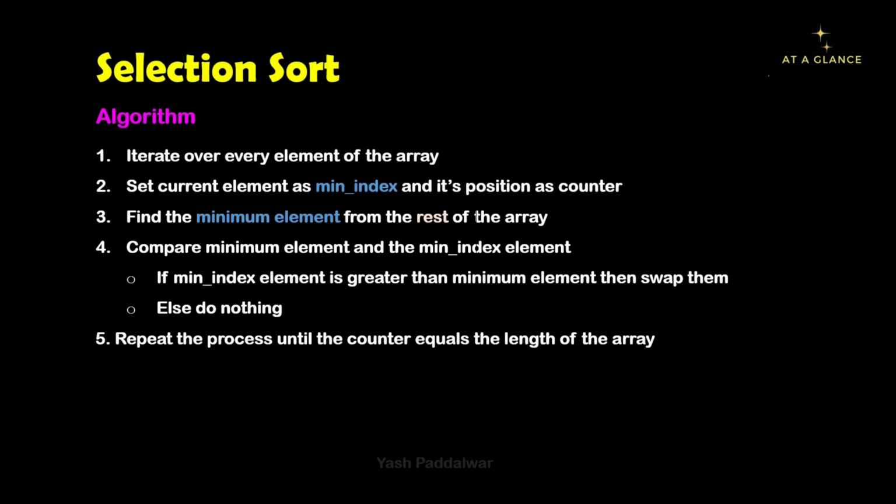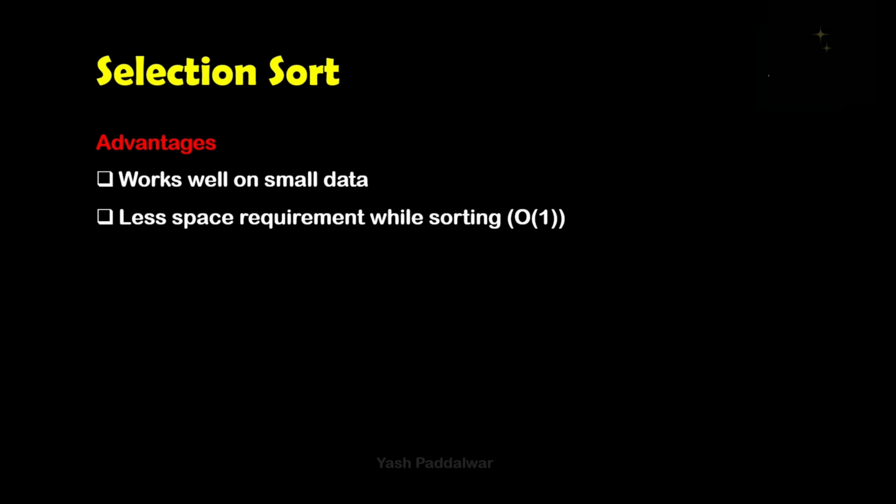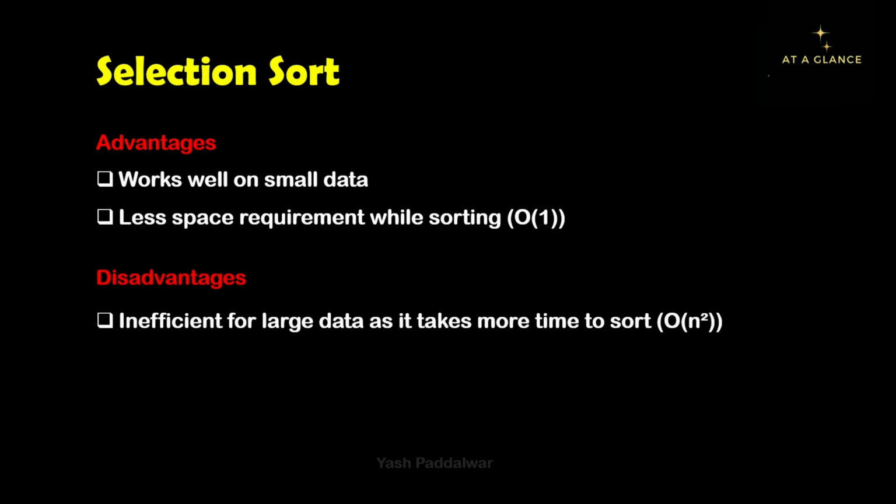Now we need to repeat this process until the counter equals the length of the array. At the end of all the iterations, we will be getting a sorted array. Let's have a look at the advantage of selection sort. So the first advantage is that it works well on small data. Also while sorting, it does not take more space and its space complexity is O of 1, which is the array itself. Let's have a look at the disadvantages of selection sort.